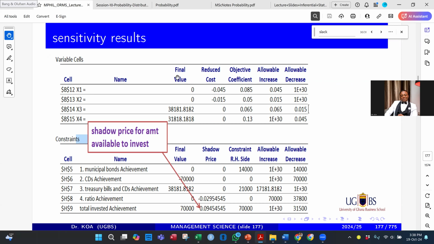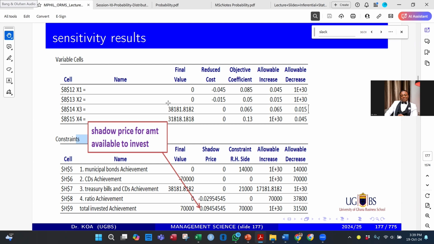Well, we always say that the optimal solution is obtained, if you check last time's video, from the final value of the variable cells. So for the optimal solution, you don't need to talk about those that are zero. If they are zero, you ignore them and talk about those that are not zero. So you say that the optimal solution is to invest in Treasury bills 38,181.82, and also invest in the growth stock fund, which is 31,818.18. That is the optimal.